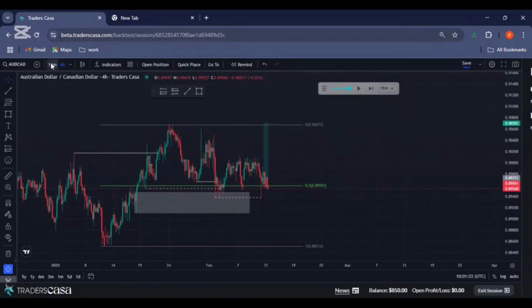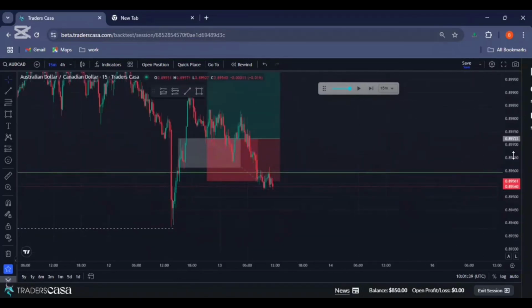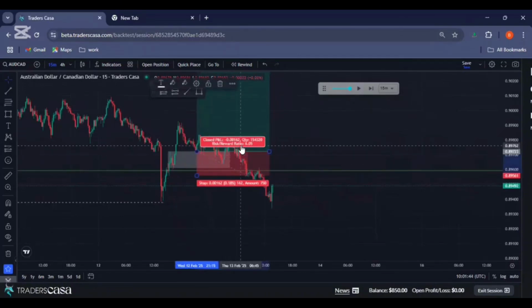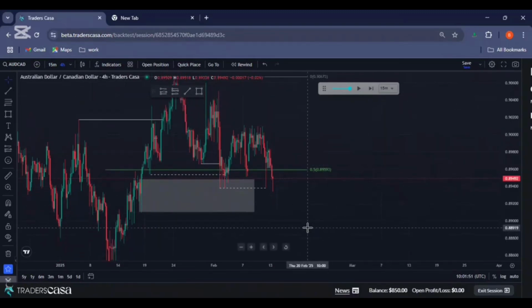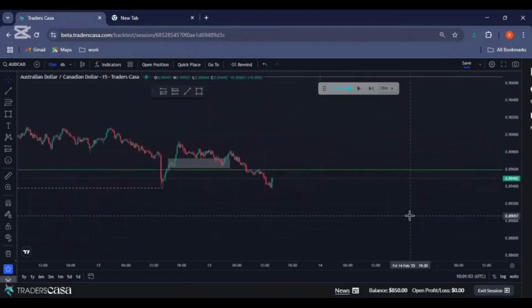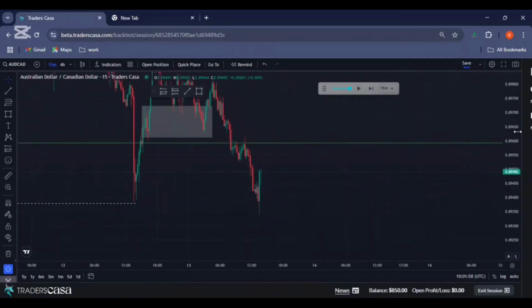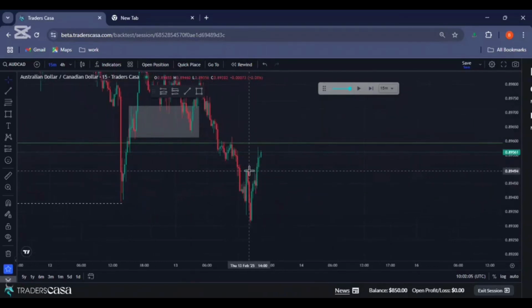Okay, that didn't go well. Go back to 15 minutes and see what really happened. It's still going down, and that's still another liquidity sweep. I can still attempt entry again from that zone. I need a change of character here. Okay, I have my change of character here. This is supposed to be my entry.